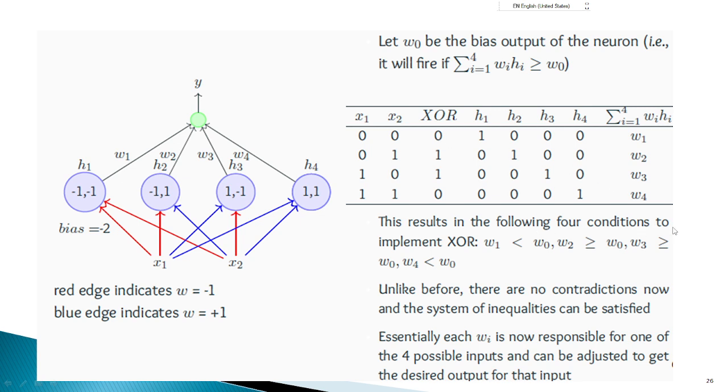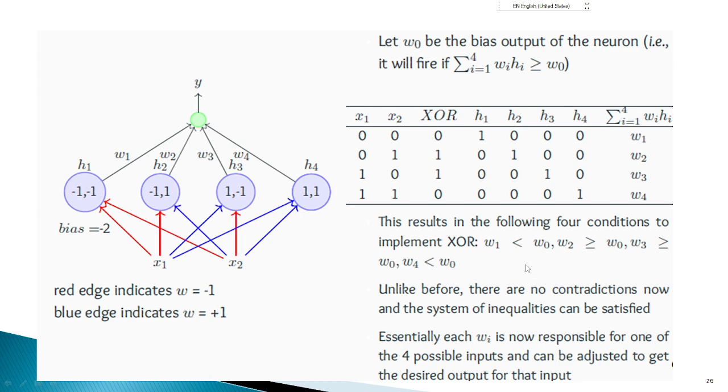So what is this in the following four conditions? W1 is less than W0. Why? Because on the left-hand side the output will fire. Fire means the output will be 1, so this condition will be greater than or equal to 0. If it's not firing, it means less than W0. So W1 is less than W0. For W2, this is activated, so W2 is greater than or equal to W0 because the output is 1 there. Here W4 is not activated, the output is 0 only. So W4 is less than W0.